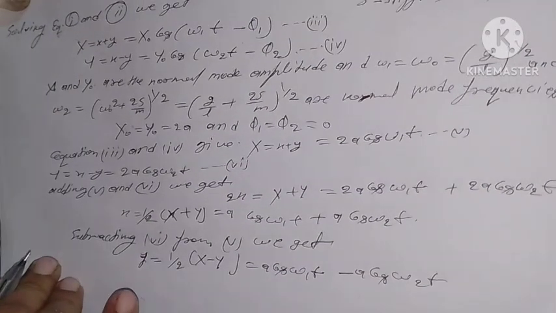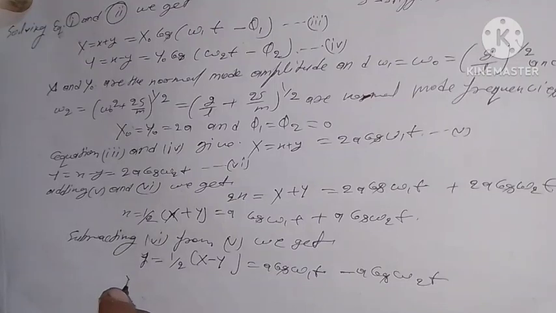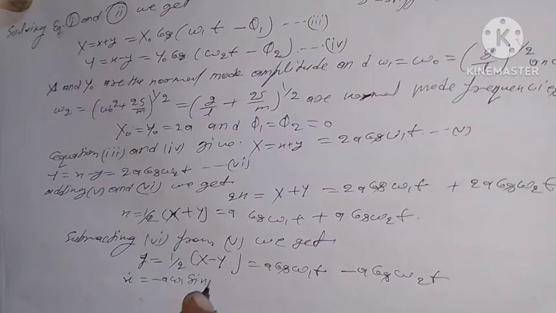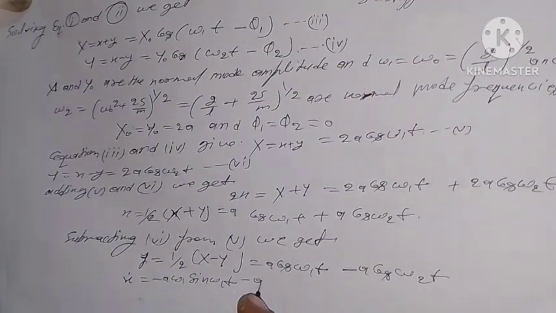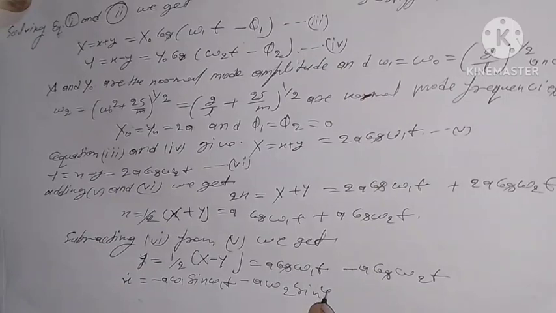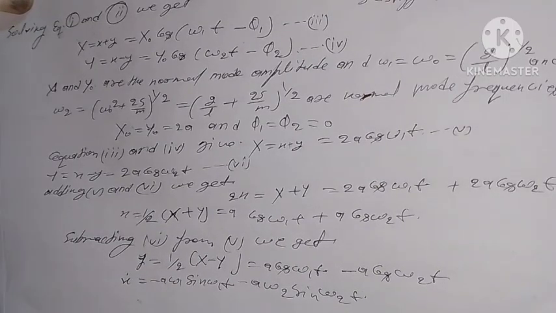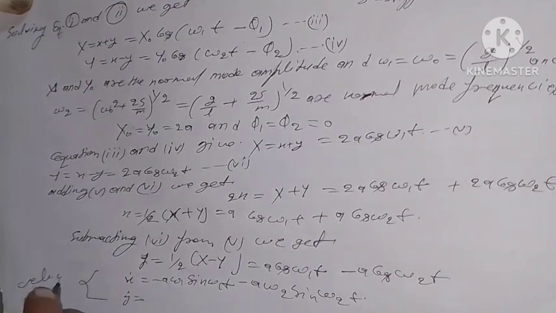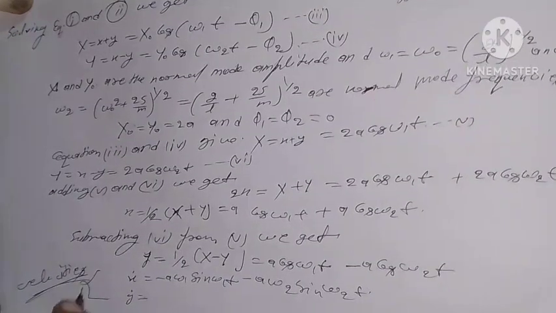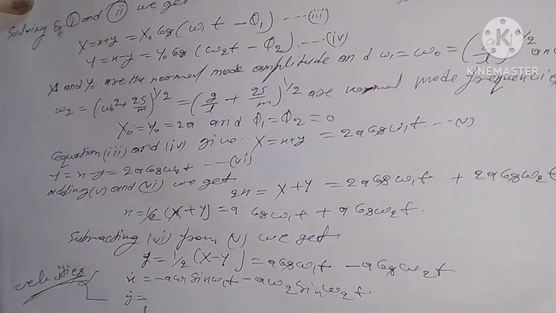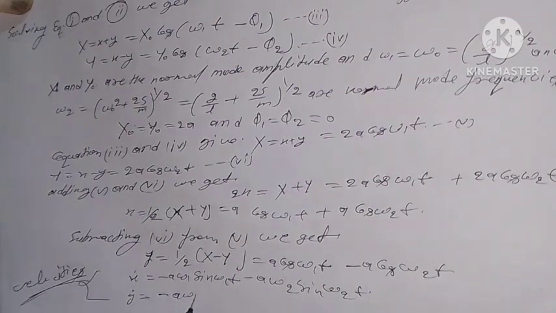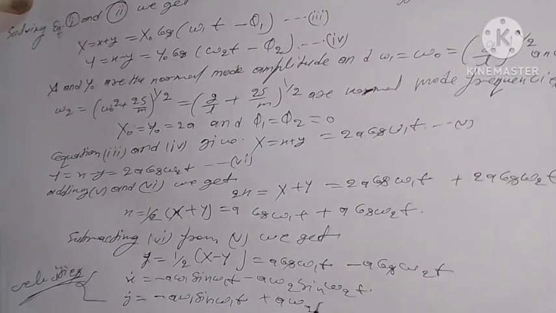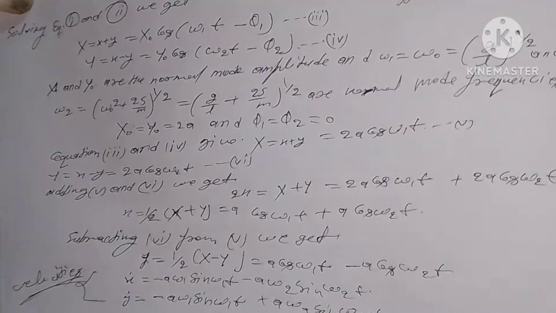The corresponding velocities are given by differentiating x: x dot equal to minus a omega 1 sin omega 1 t minus a omega 2 sin omega 2 t. And differentiating y, that is the velocities, y dot equal to minus a omega 1 sin omega 1 t plus a omega 2 sin omega 2 t.